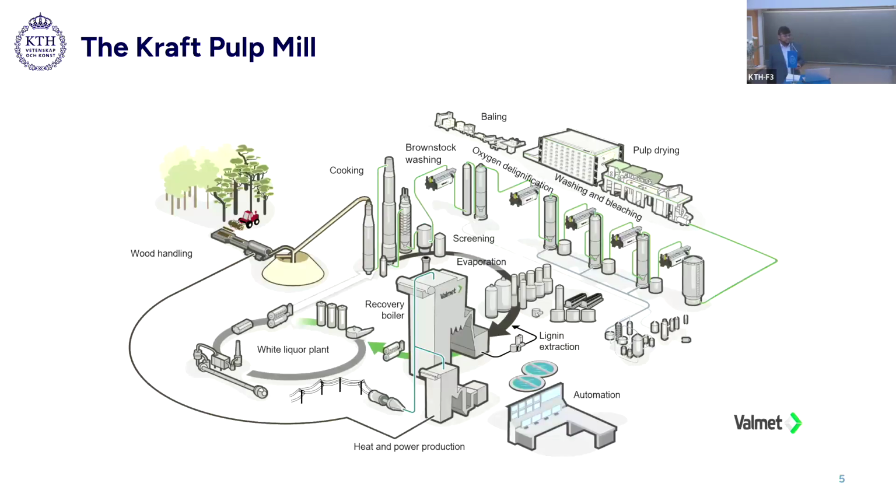The figure here shows the representation of a modern Kraft pulp mill. My area of PhD study will focus on Brownstock washing, which is after the Kraft cooking. However, I will now go through a brief introduction of the fiber line one by one.